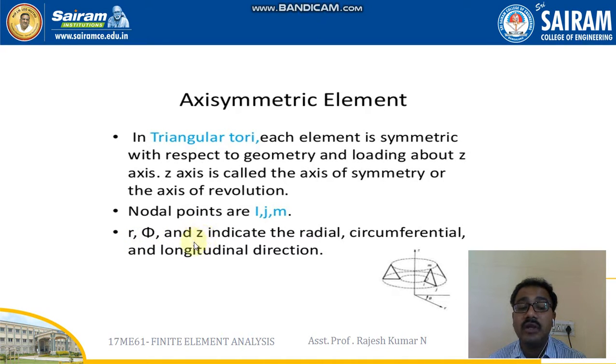Some people go with y instead of z, but usually we end up with confusion because in the same subject we will be discussing 2D elements and 1D elements also. So to avoid the confusion, my suggestion is to go with z as the rotational axis or the symmetrical axis. r is the radial axis, phi or theta is the circumferential axis, and z is the longitudinal direction.